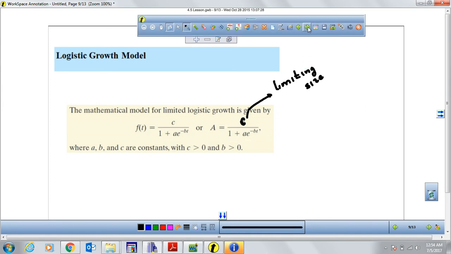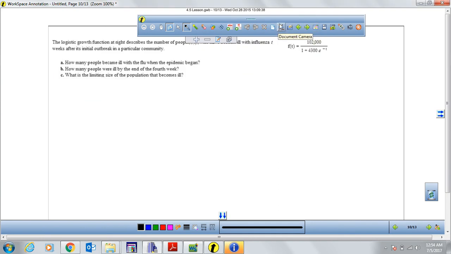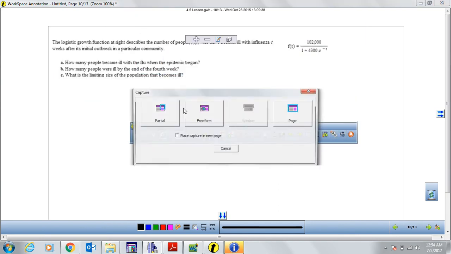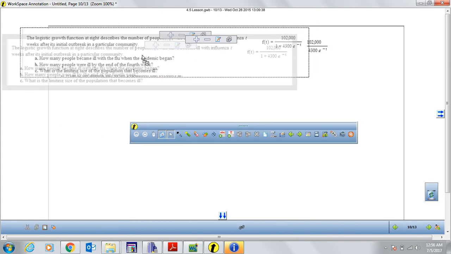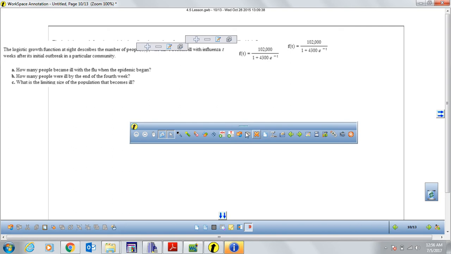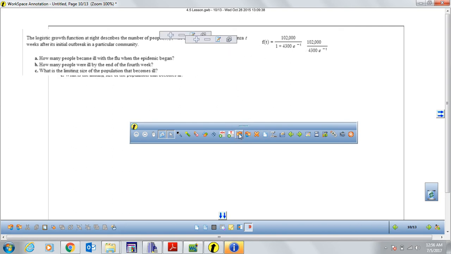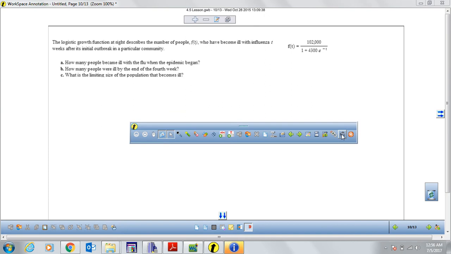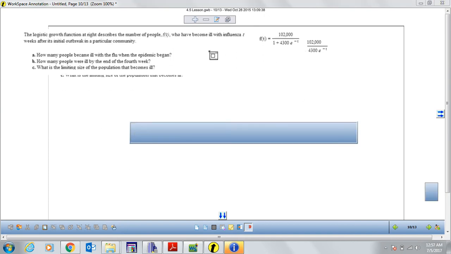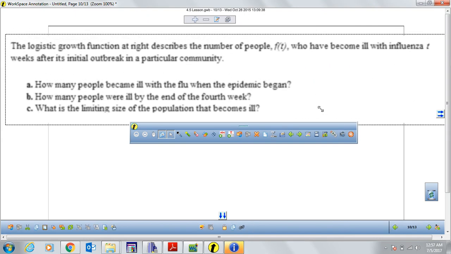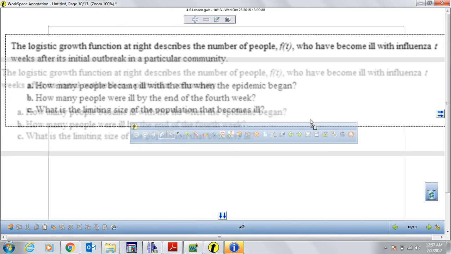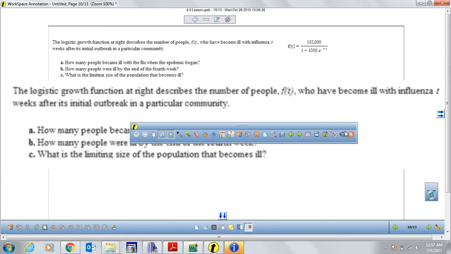Now, let's go ahead and start with the next problem. We're going to answer this question next. So the problem states, the logistic growth model at the right describes the number of people f of t who have become ill with influenza t weeks after its initial outbreak in a particular community. That's what the problem states here. So I'm going to copy the formula so you can all see it better.